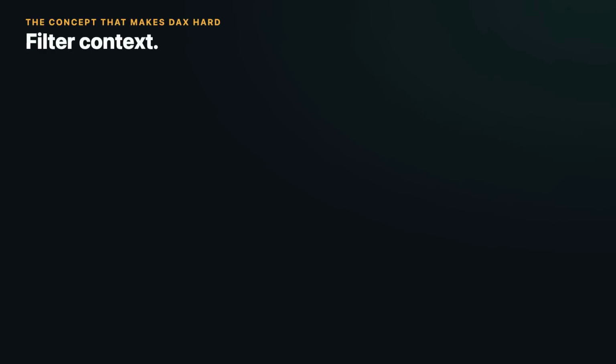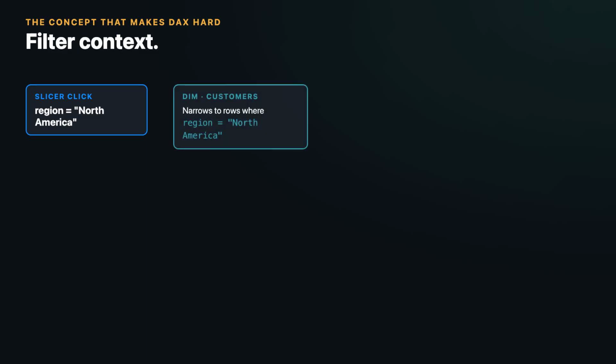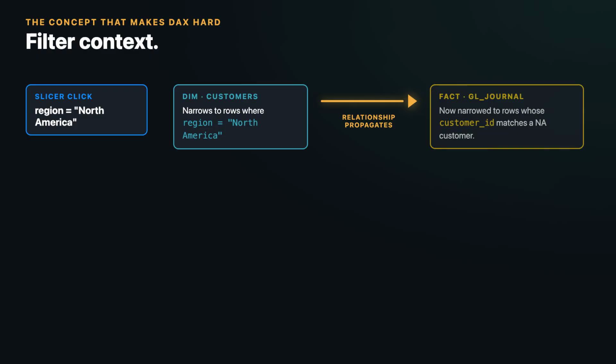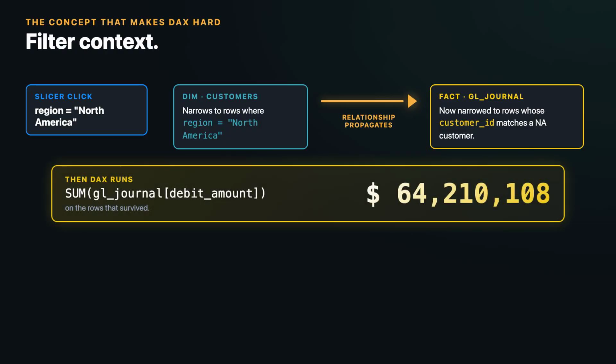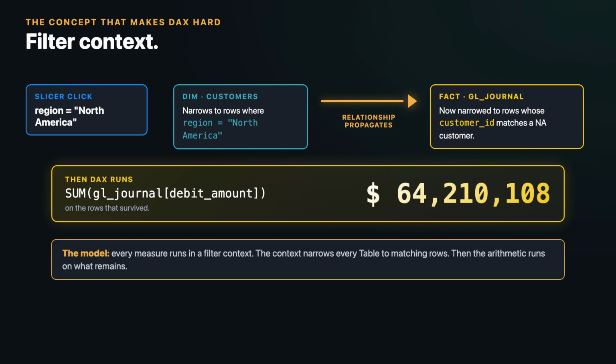When a card displays total debits, the visual is asking DAX a question. The question isn't what the measure computes. DAX already knows that. The question is, compute it under these filters. The filters come from everywhere. Slicers the user clicked. Rows or columns of a matrix. Cross-filtering when someone clicks a bar in another chart. Page filters, report filters. All of those combine into one thing called the filter context, and that's what DAX evaluates against.